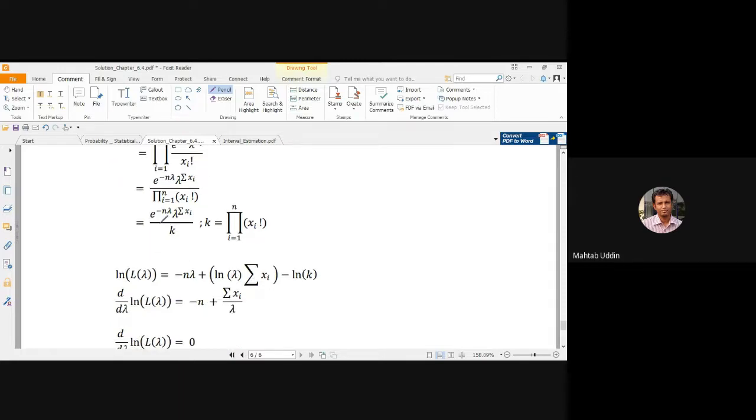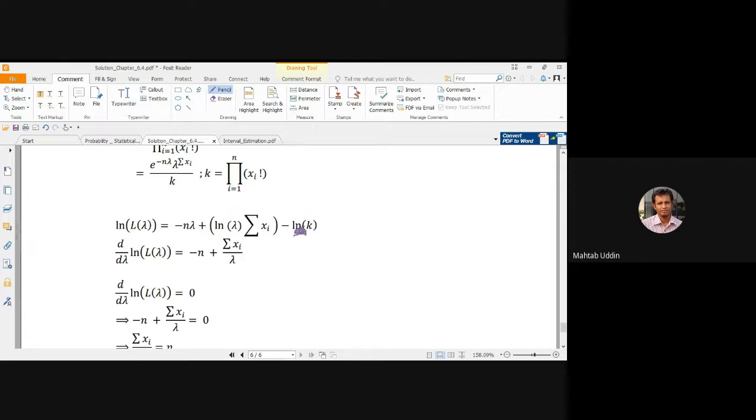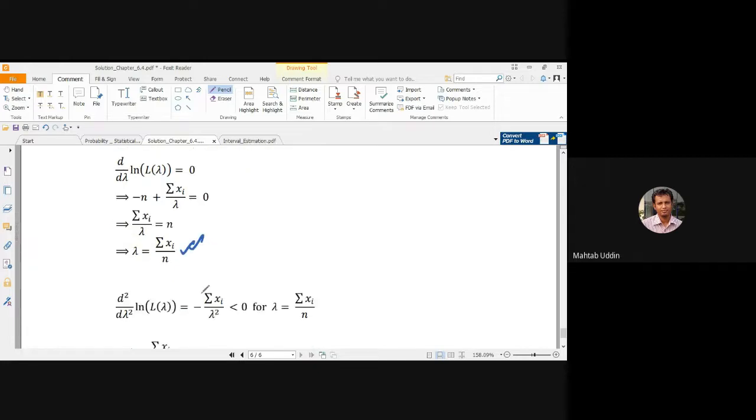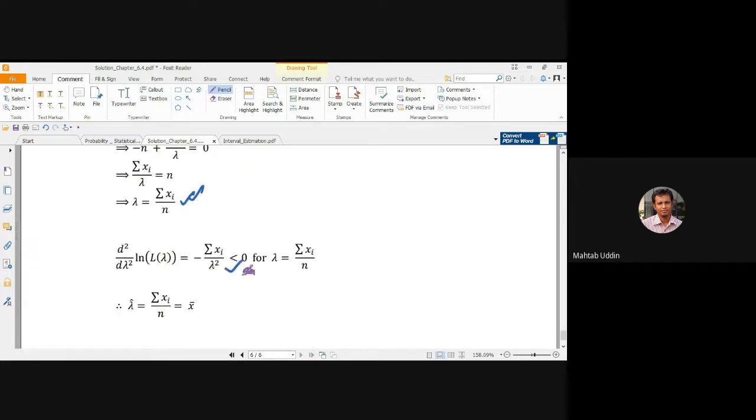If you take the log function, then e and log cancel: minus n lambda plus sum of xi log lambda, then minus log k. If you differentiate this, this is a constant, so it is automatically zero. Just here minus n plus sum of xi by lambda. This is equal to zero, after calculation lambda is sum of xi by n. Similarly, the second derivative can be shown negative, then this is the estimated value.